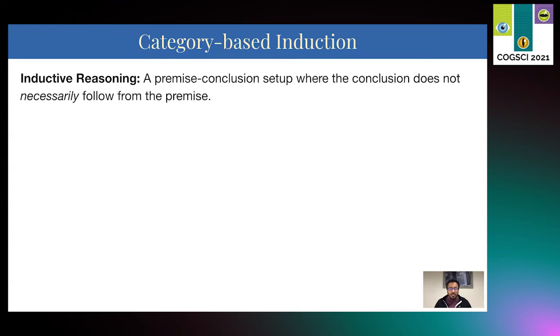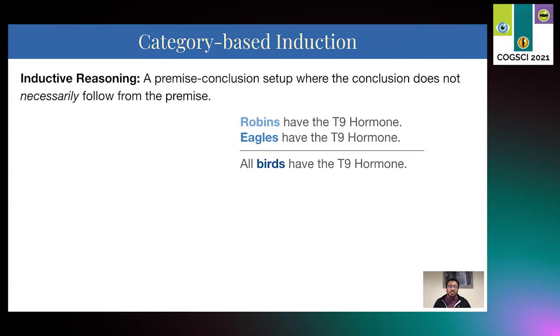We then complement the sentence verification experiments by also investigating typicality effects in language models on the basis of how they extend new information about items to all members of the category. For this experiment, we rely on category-based induction, where subjects are studied based on how they reason inductively about categories. Inductive reasoning consists of a premise-conclusion setup, where the conclusion does not necessarily follow from the premise. So category-based induction involves the study of how people extend new information about items mentioned in the premise to the entire category, which is mentioned in the conclusion.